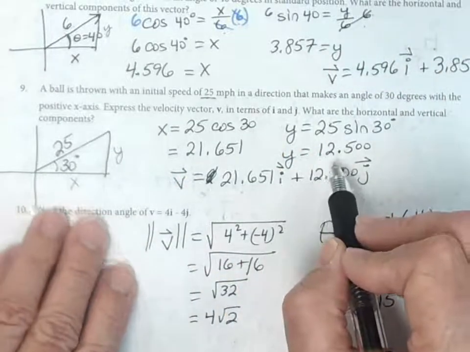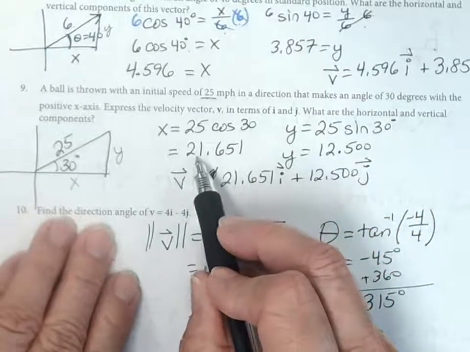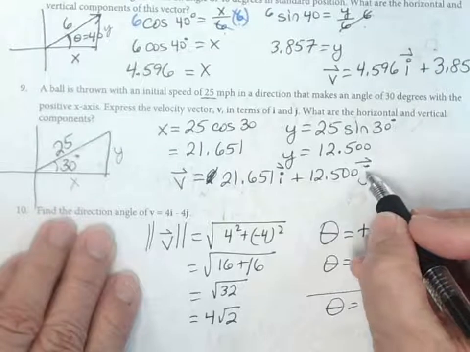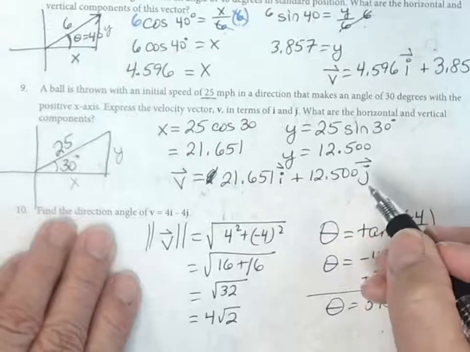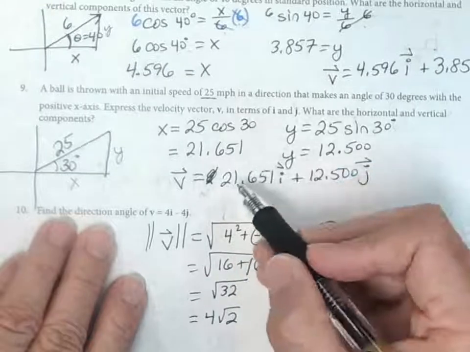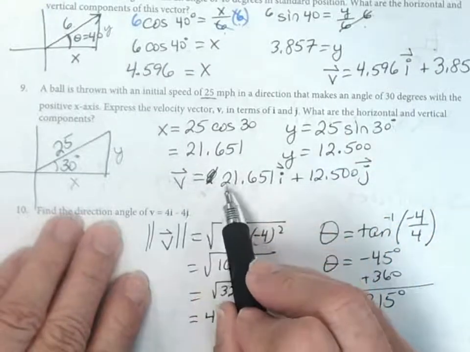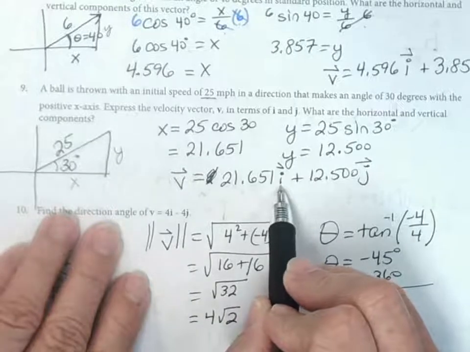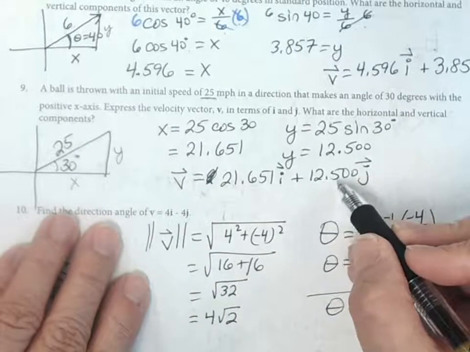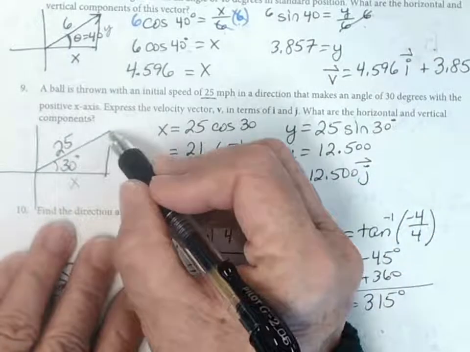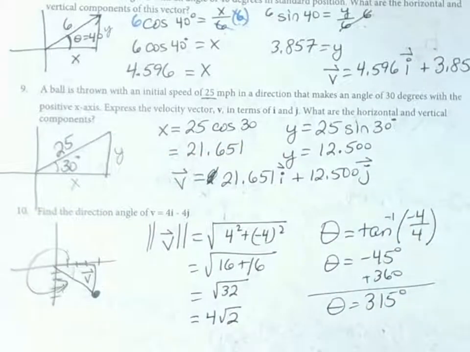Put them in the calculator. So I've got my horizontal component, my vertical component, and I have to multiply them by the unit vector to make them into a vector versus just a number out here. So vector v goes 21.651 units in the positive x direction, and then up 12.5 units in the j direction. So if I break this vector into the 2 components, that's how we do it.